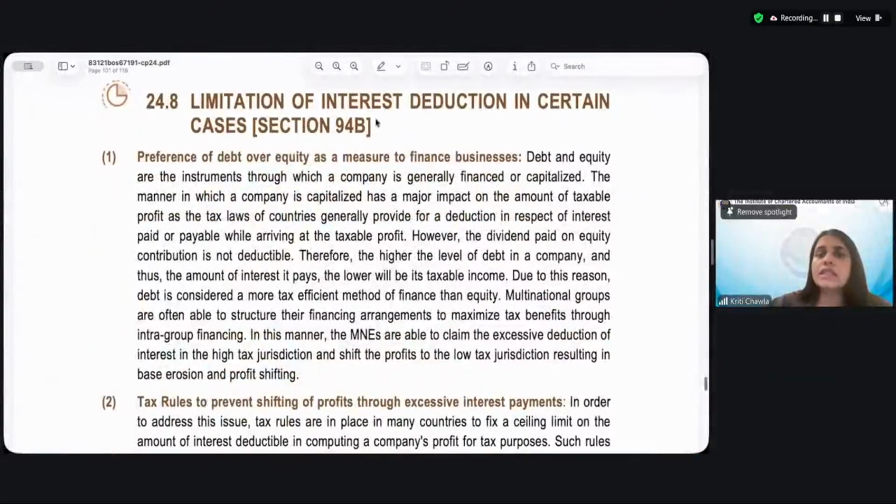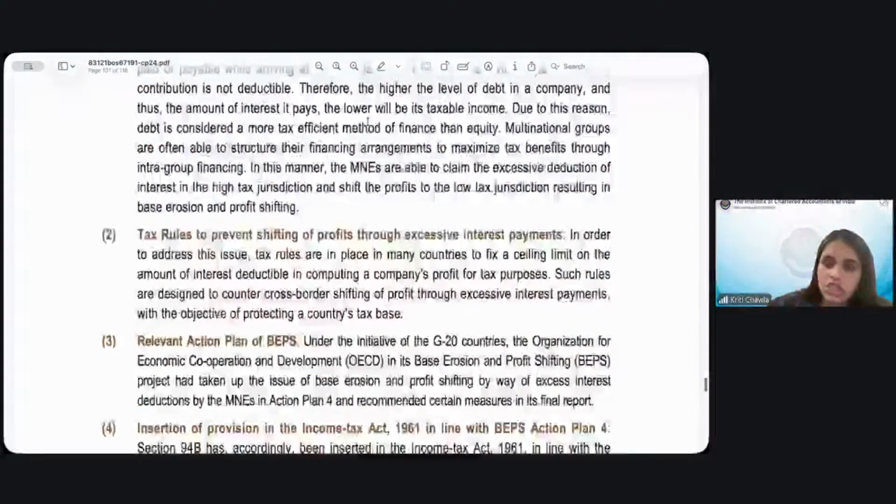Okay, this is an important concept, which is limitation of interest deduction. This is the thin capitalization rules that we were talking about, that there is thin capitalization which is applicable. So a lot of multinational companies have excessive debt in their structure, and what they try to do is minimize their tax liability or lower their tax liability by claiming those interest deductions.